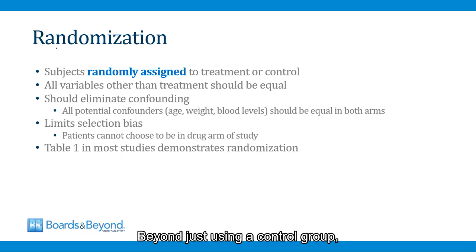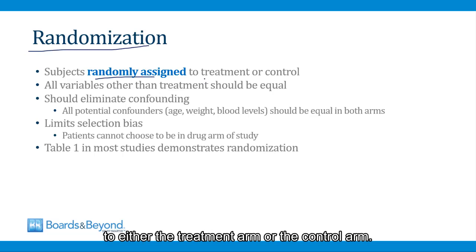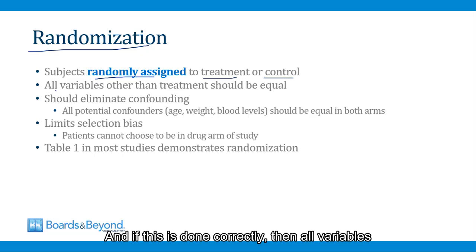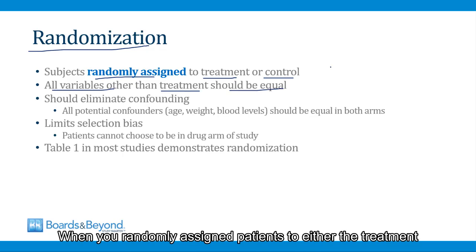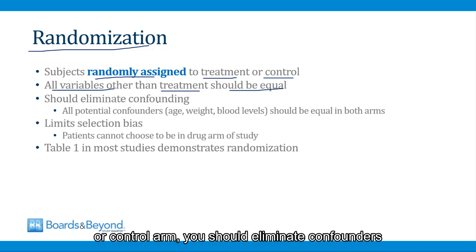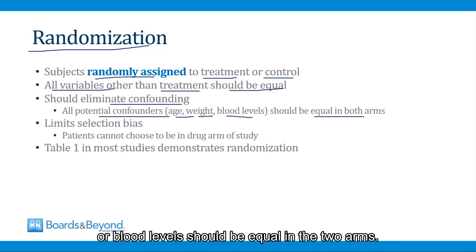Beyond just using a control group, many clinical trials assign patients to the therapy arm or the control arm through a process known as randomization. In this process, subjects are randomly assigned to either the treatment arm or the control arm. And if this is done correctly, then all variables other than the treatment should be equal between the two groups. When you randomly assign patients to either the treatment or control arm, you should eliminate confounders because all potential confounders like age or weight or blood levels should be equal in the two arms.